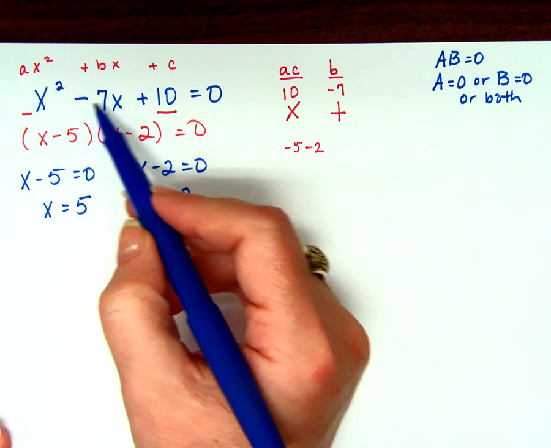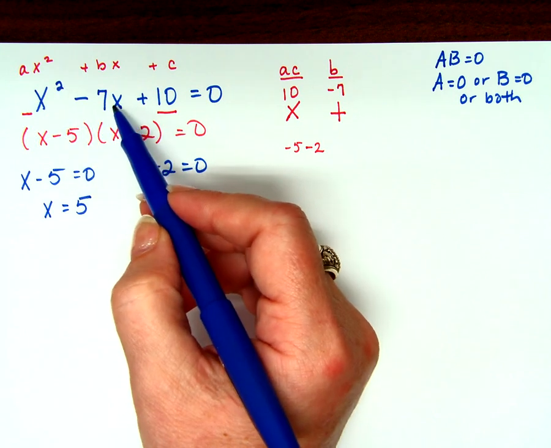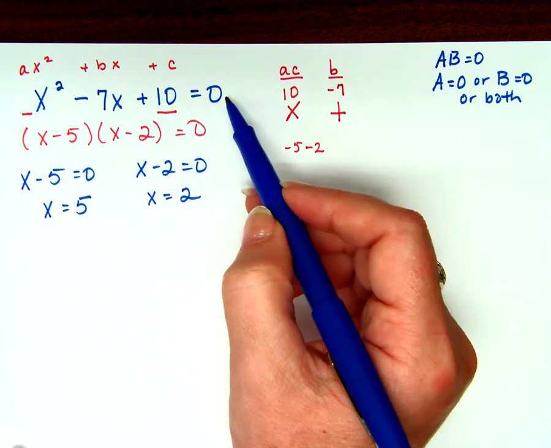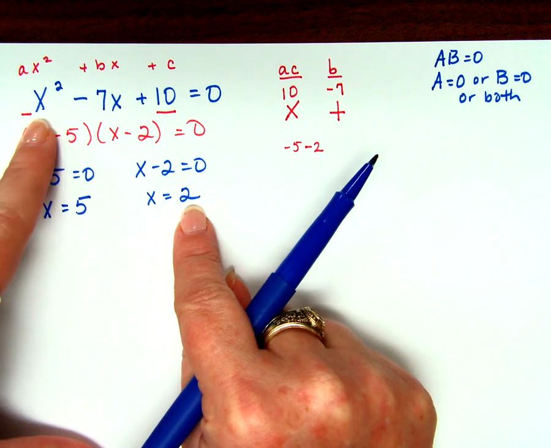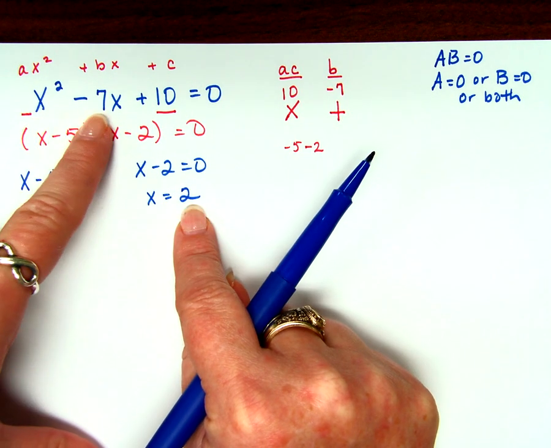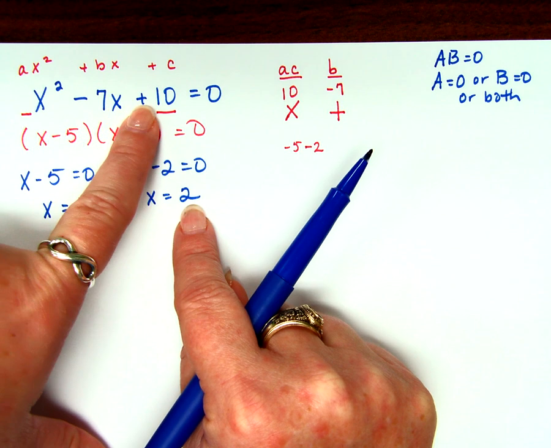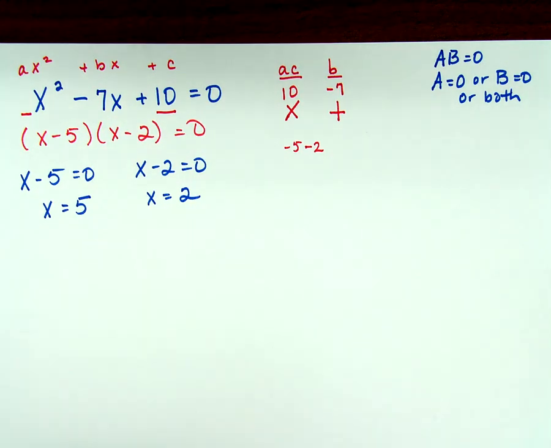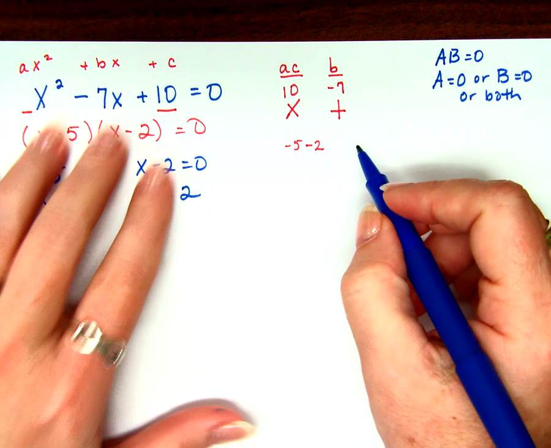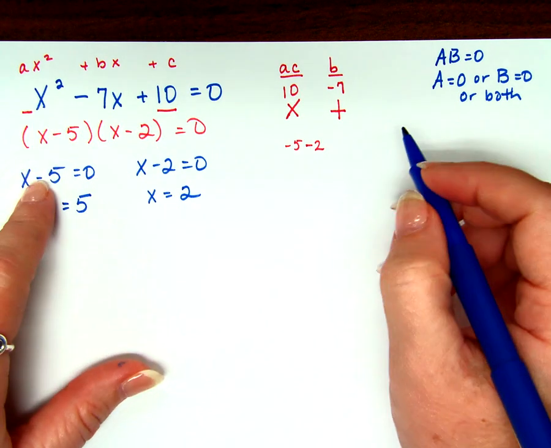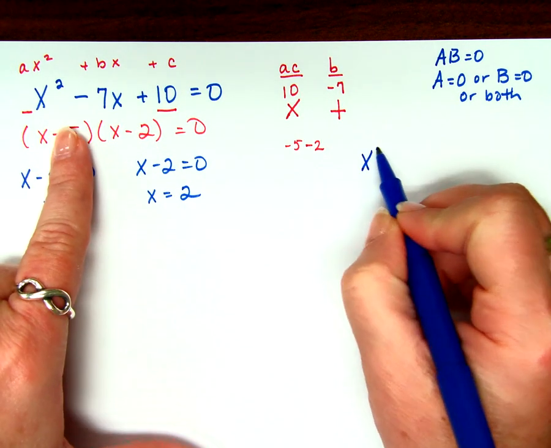Does that make sense? To check our work, we could plug them both in. 25 minus 35 is negative 10. Plus 10 is 0. 4 minus 14 is negative 10. Plus 10 equals 0. So they both work for this situation. Does that make sense? Now, if you didn't remember that the whole leading coefficient was one thing, this is what we did before.